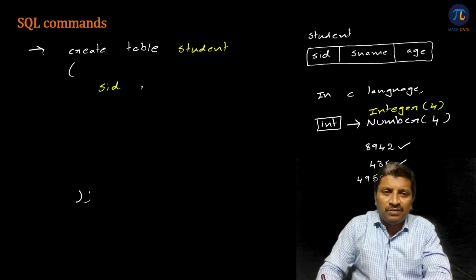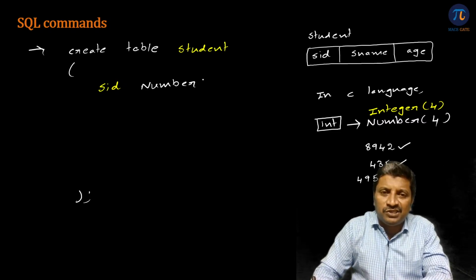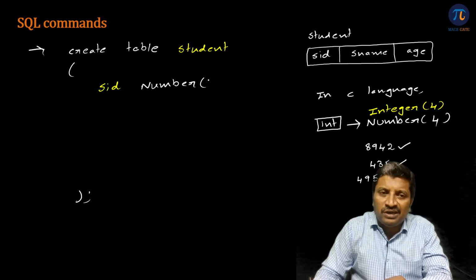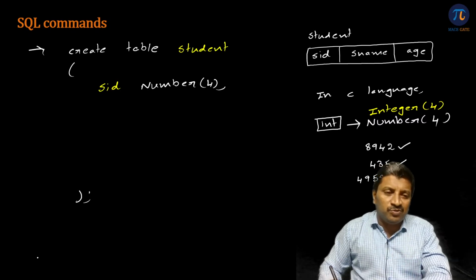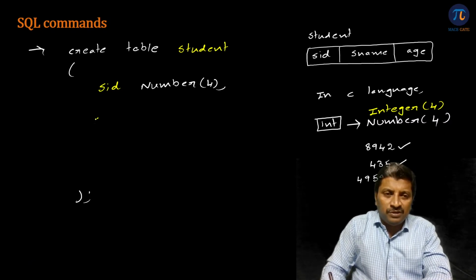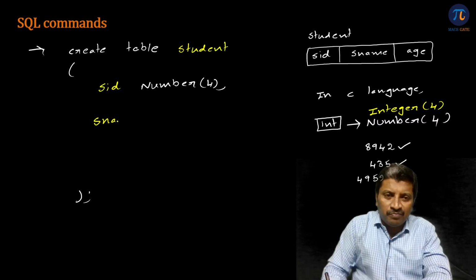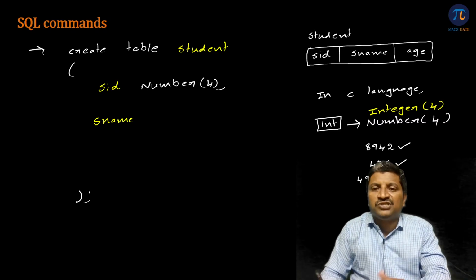So number is the keyword which is used to specify it is an integer, and I am assuming that the student ID can be of maximum 4 digits. So that is about the first attribute. What is the second attribute? The second attribute name is S name, that is student name. So we are assuming that the student name is a string.